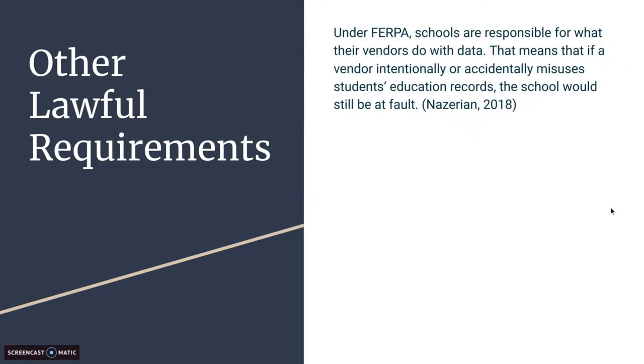Continuing on with other lawful requirements, schools are responsible for what vendors do with their data. So if a vendor intentionally or accidentally were to misuse any student information, the school would be at fault because the school decided that it was okay to share that information with a third-party vendor.